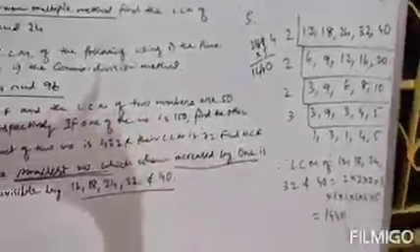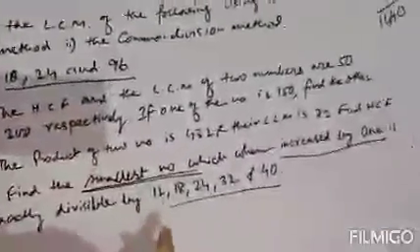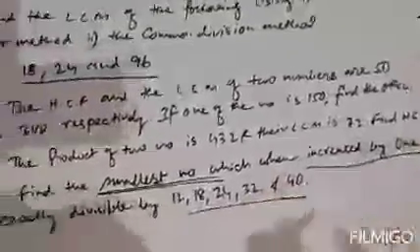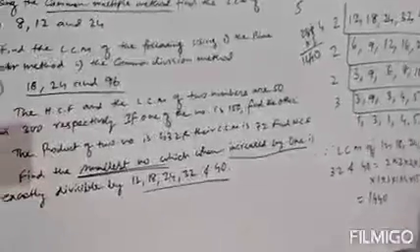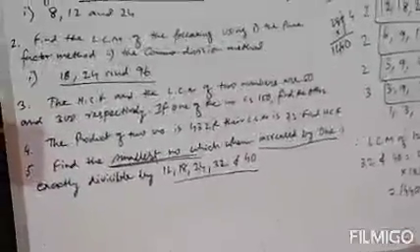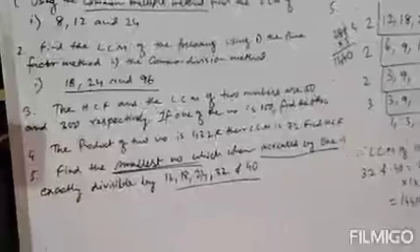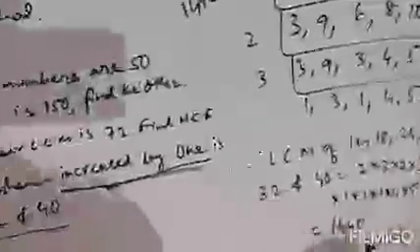This is not your answer. This is just the LCM of these numbers. Now we have to find the smallest number which when increased by 1 is divisible by this. That means I have to find a smallest number which, if I increase it by 1, will be divisible by 18, 12, 24, 32, 40. That means if they are asking increased by 1, we will just subtract 1 from the LCM.